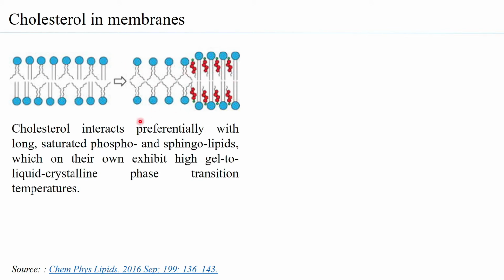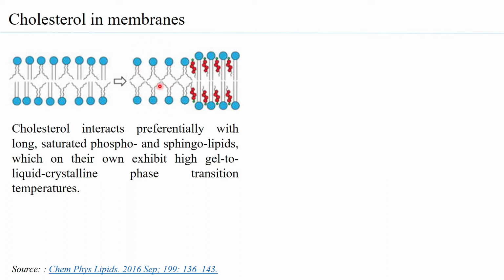So cholesterol interacts preferentially with long saturated phospholipids and sphingolipids. When you say saturated, it means that the fatty acyl chains do not have cis double bonds, and therefore those are preferentially able to bind to the cholesterol. So as you can see, immediately there is rearrangement of the lipids in the membrane. All those that have saturated fatty acyl chains will go and interact preferentially with the cholesterol. Therefore, this becomes more gel-like, more solid because it is more compact, and this other part becomes more fluid.